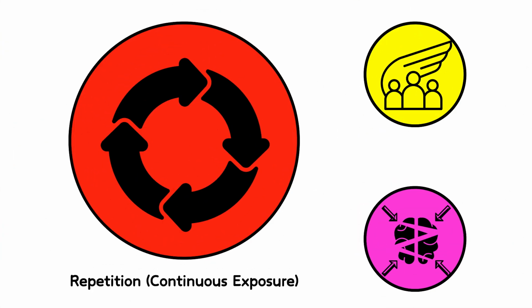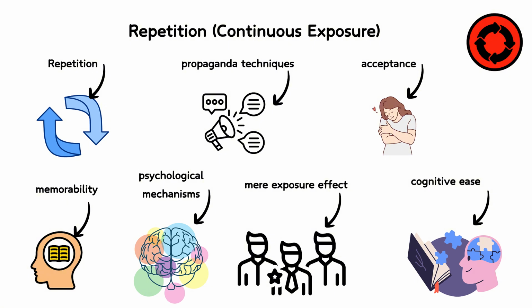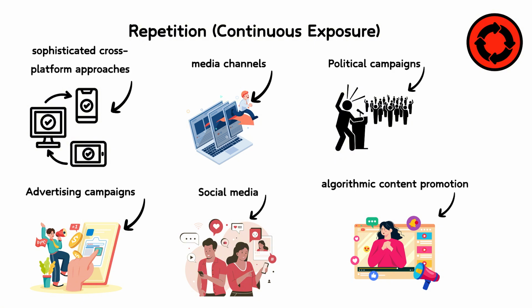Repetition, continuous exposure. Repetition represents one of the most fundamental and effective propaganda techniques, based on the principle that repeated exposure to a message increases its acceptance and memorability. The technique works through multiple psychological mechanisms, including the mere exposure effect and cognitive ease. Modern applications use sophisticated cross-platform approaches, ensuring messages appear consistently across different media channels. Political campaigns repeat key phrases and slogans. Advertising campaigns maintain consistent messaging across multiple touchpoints. Social media amplifies repetition through shares, reposts, and algorithmic content promotion.